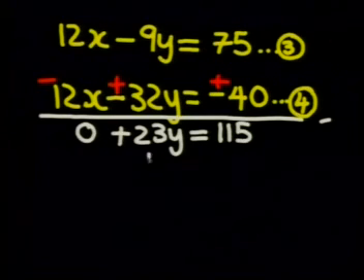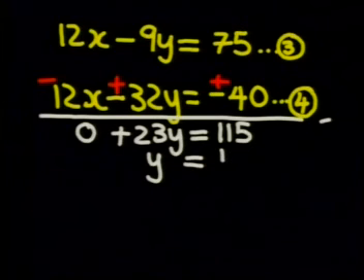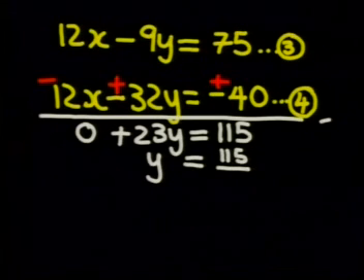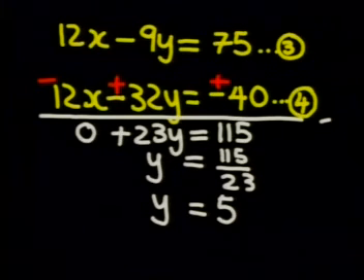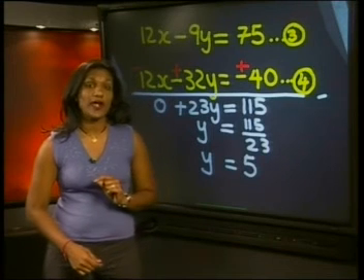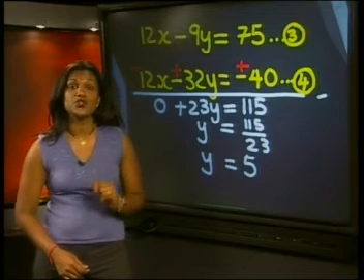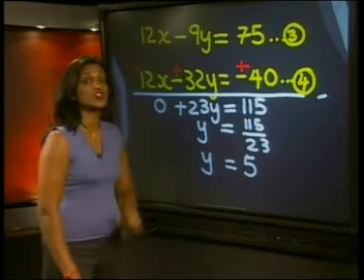We get y is equal to 115 divided by 23. This gives us y is equal to 5. Now we must solve for x. I'm going to substitute y equals 5 into equation 1.